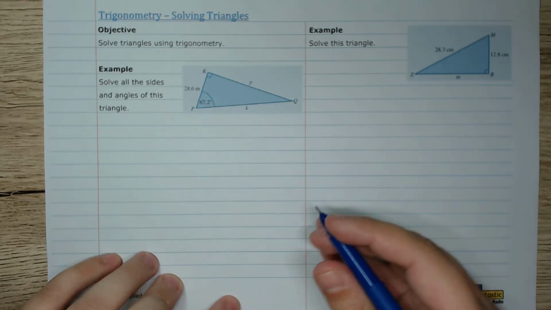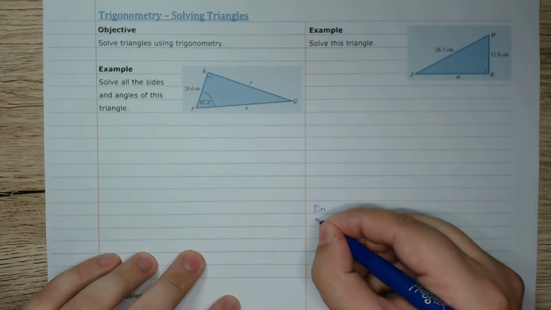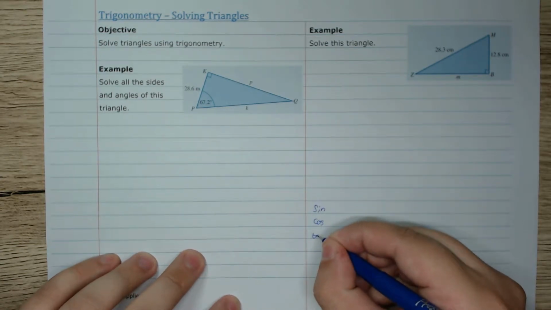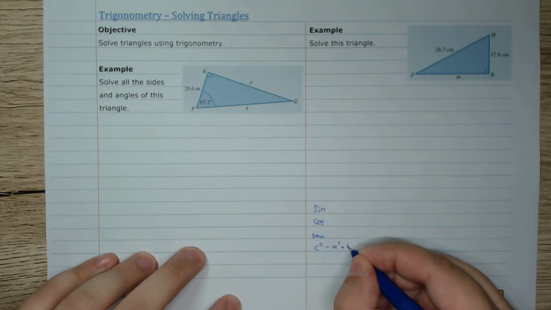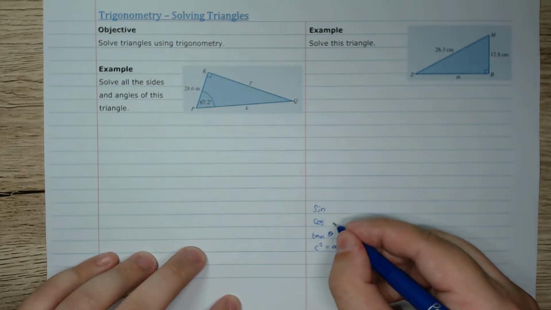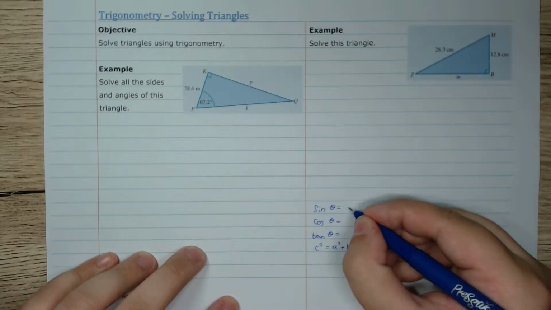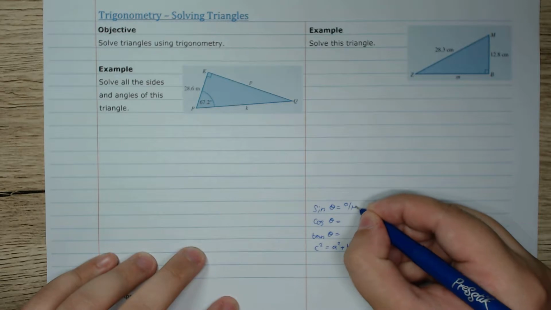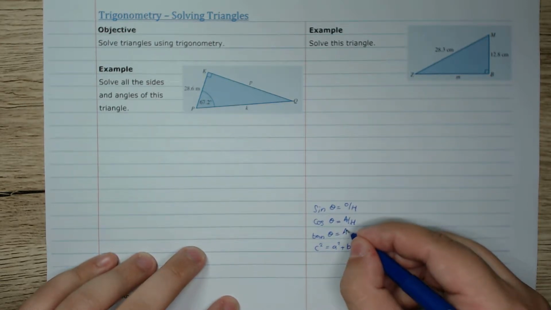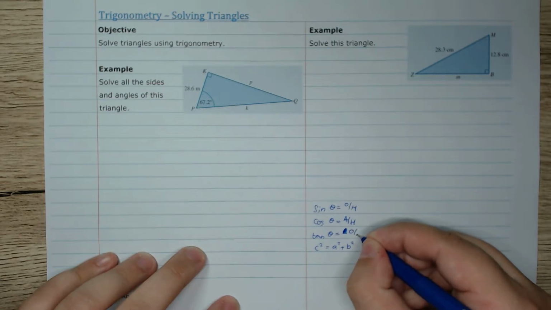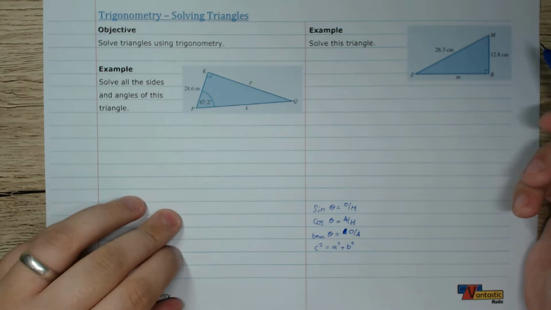Now we can use any of our rules. We can use our sine, our cos, our tan, and we can use our Pythag, c squared equals a squared plus b squared. We can use any of those rules to solve for these triangles, and you'll find that there are multiple ways of tackling these problems. I'll show you how I would do them.